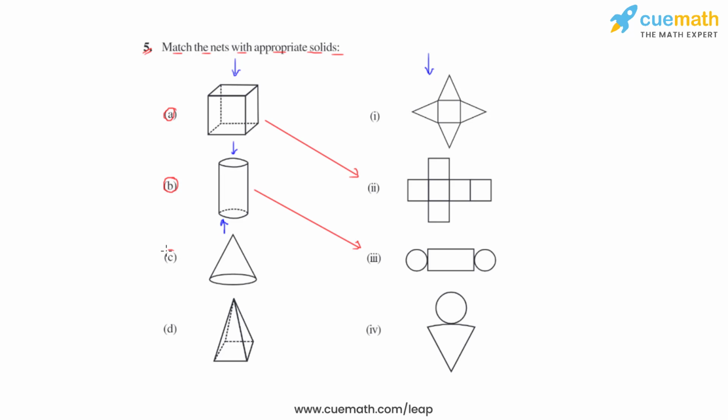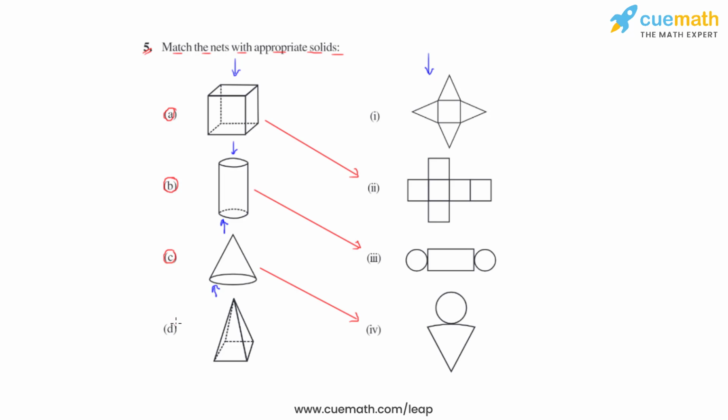Moving on to the third part, which is a cone, which consists of a circle at its base, which is here. So based on this observation, of the remaining two options, that is the fourth and the first option, we see that there is a circle only in the fourth option. So hence we can say that for this solid, this fourth option is the appropriate net.